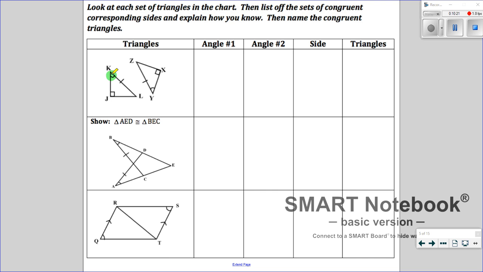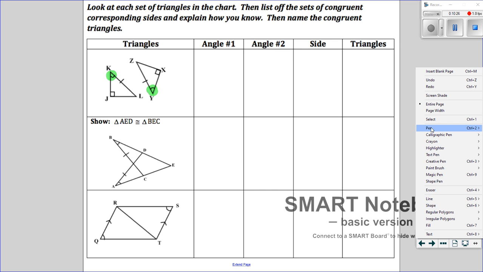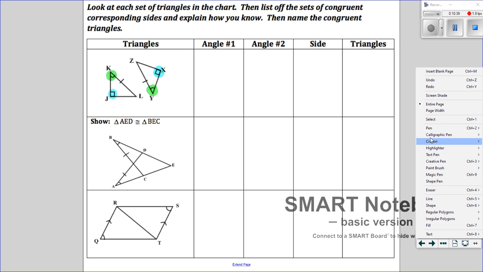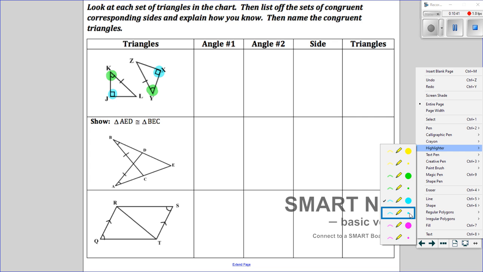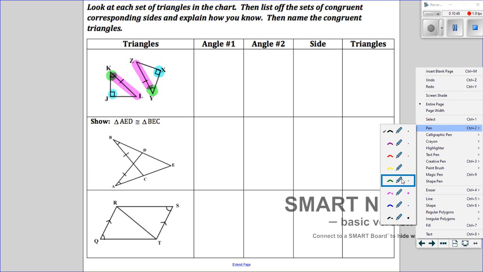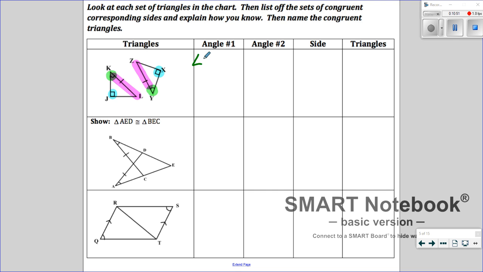So I see that K has the one little marking for the angle, and this one is congruent. And then I have another angle, this marker, the 90 degree angle marker, they're congruent. And then I have the side, which is marked with one little mark, they're congruent. So now I can start writing my information. So I'm going to start with green. So I have angle K congruent to angle Y. It's given because they marked it on the triangle.